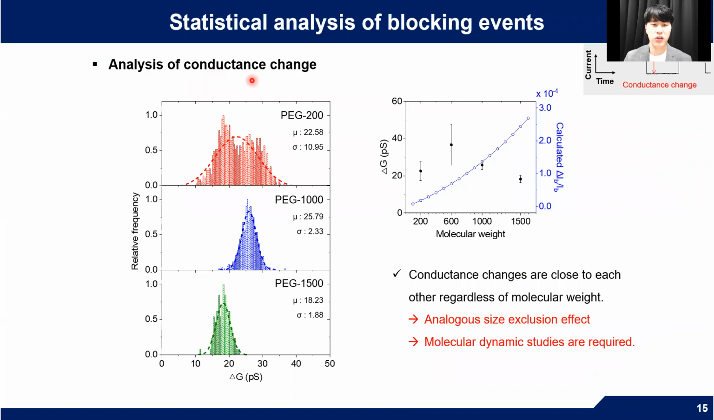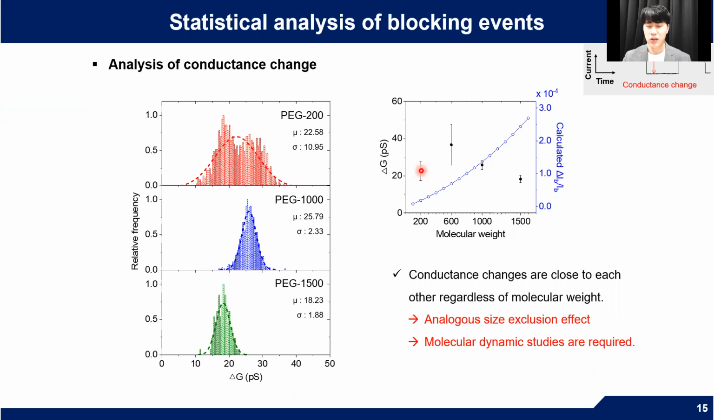Then we analyzed the conductance change, which corresponds to the change of the ion conductance during the channel blockage. The data are also shown in the histogram and fitted with a Gaussian distribution. We plotted the average and the standard deviation and compared with the theoretical calculation values. According to the Coulter counting principle, the conductance change should increase at the higher molecular weight because the size of the molecule increases when the number of repeating units increases.